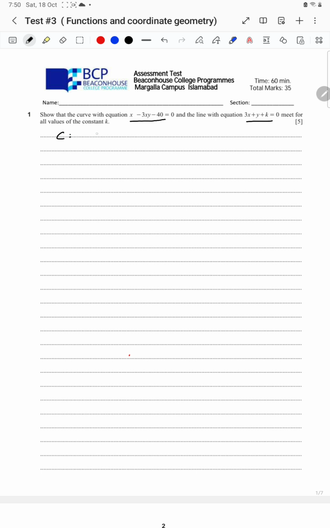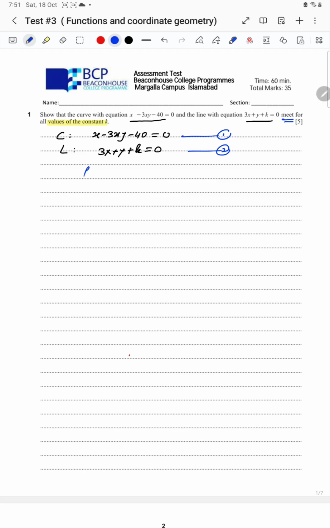So here you are given the curve x minus 3xy minus 40 equal to 0 and the line 3x plus y plus k equal to 0. It is given that these two will meet for all values of k. So we have to show this. We can suppose this is equation number 1 and this is equation number 2. Whenever you see the word meet, intersect, or cross, that means you need to solve them simultaneously to get a quadratic equation, and then we will apply some certain properties.